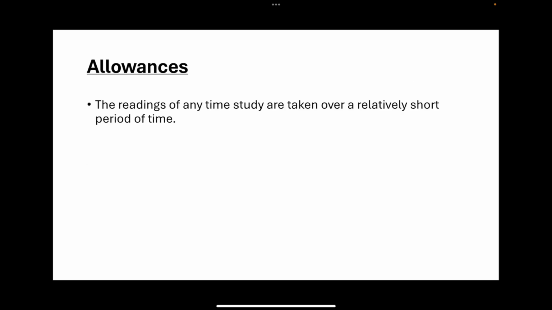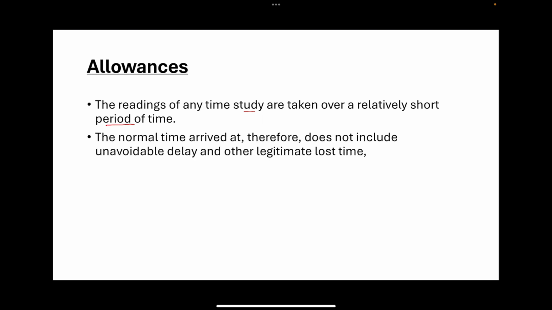Then coming to the allowances. The readings of any time study are taken over a relatively short period of time, and the normal time arrived at therefore will not include the unavoidable delay and other legitimate lost time. So when we calculate one cycle, we will calculate the observed time into the rating factor. You can fix this time. The problem is that it does not include the unavoidable delay and other legitimate lost time.